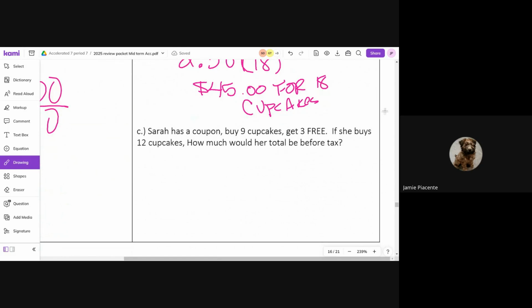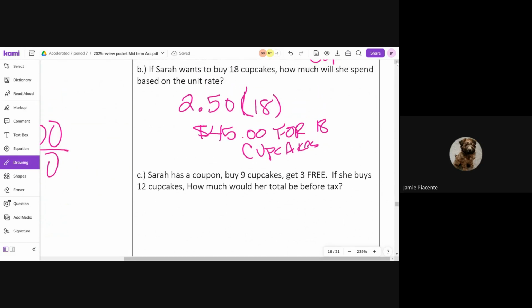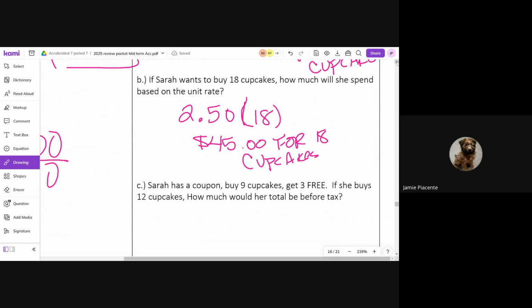Sarah has a coupon: buy 9 cupcakes, get 3 free. If she buys 12 cupcakes, how much will her total be before tax? So we're buying 12. She gets 3 of those free. So 12, take away 3 makes 9. So we only have to pay for how many cupcakes? You only have to pay for the 9 because now we're getting 3 free.